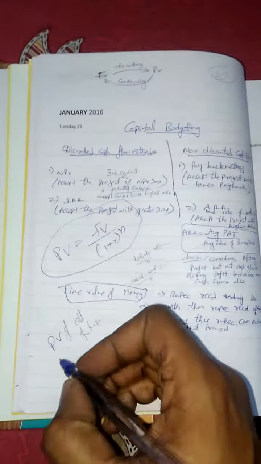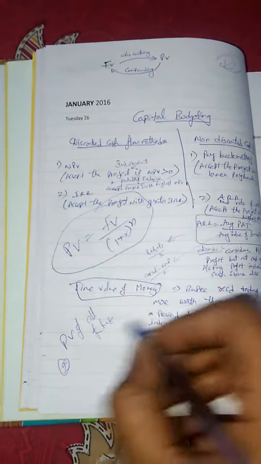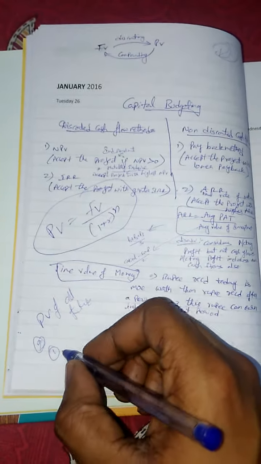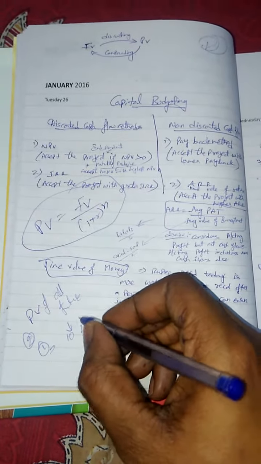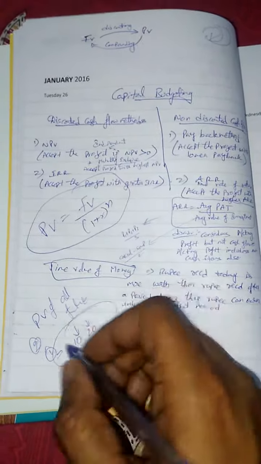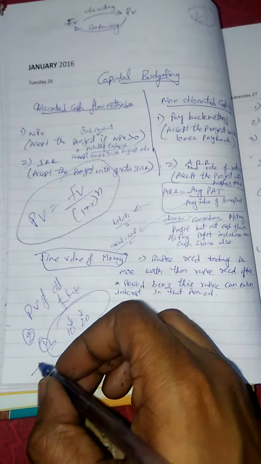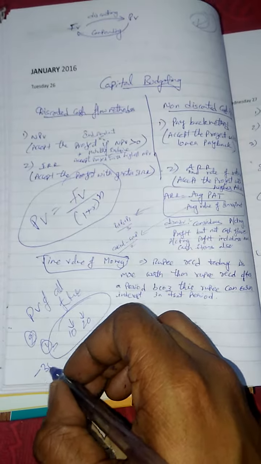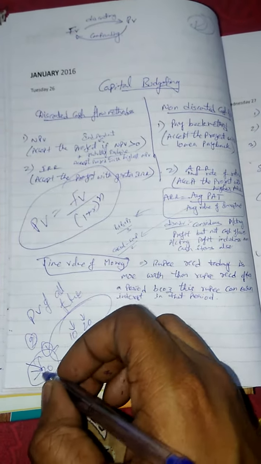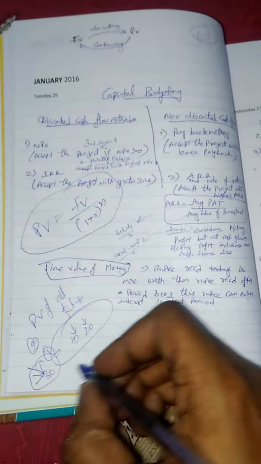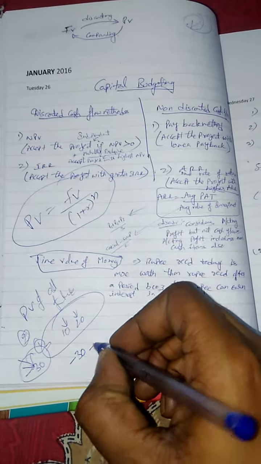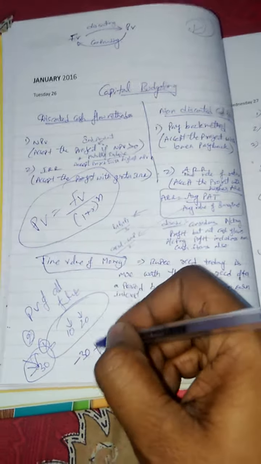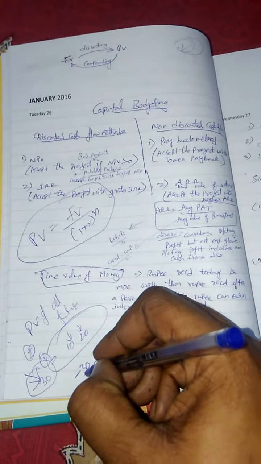Say there are 2 projects. One project is earning 10 rupees in the first year and 20 rupees in the second year. We'll assume the life is only 2 years for easy calculation. Whereas for this I need to invest 30 rupees. I need to invest this 30, so this is a cash outflow. So the cash outflow as on date is minus 30. Plus these are cash inflows. Inflows are positive signs, outflows are negative signs.